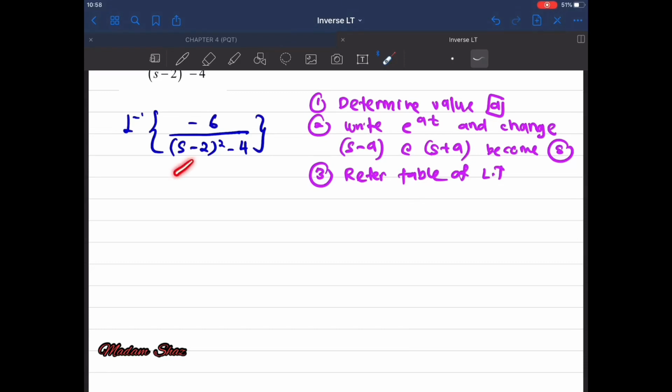So we have s minus A square, which means that our A is equal to positive 2. Now step number 2, write exponent AT and change s minus A or s plus A to become s. For our question, we have s minus 2 the power of 2. So we will change s minus 2 to become s.